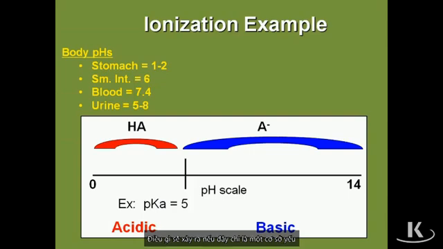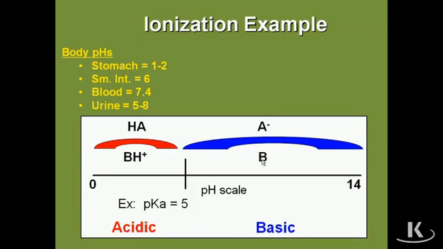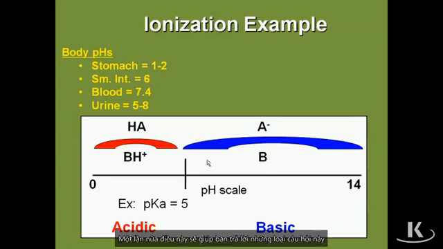Just for example, on the left side of our picture, that's going to be the BH plus form of the drug. If you then move that drug into a more basic environment, the hydrogen comes off, and there you've got the non-ionized B form of the drug. Again, this will help you answer these types of questions.